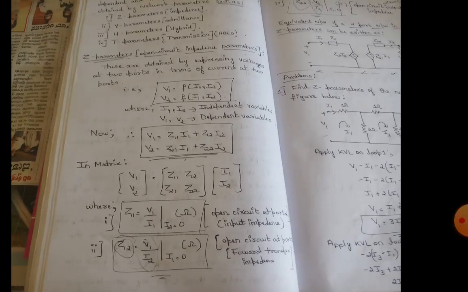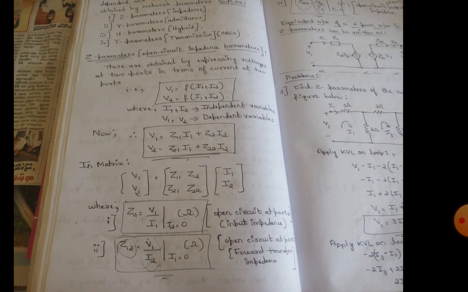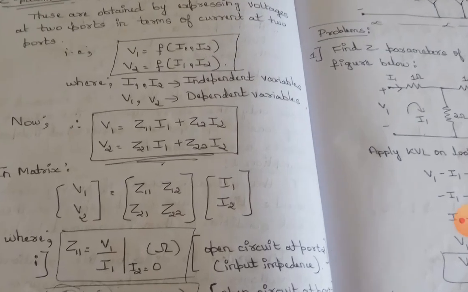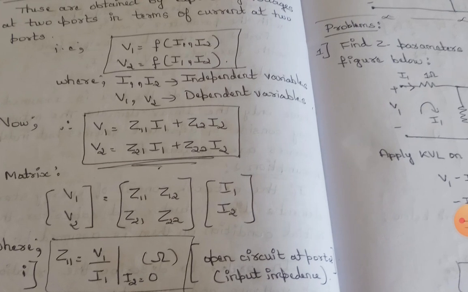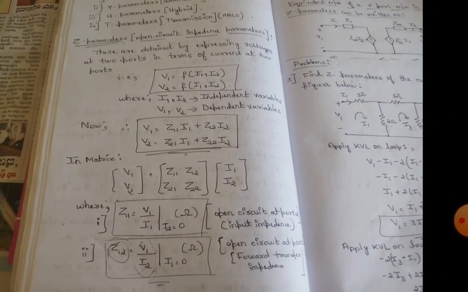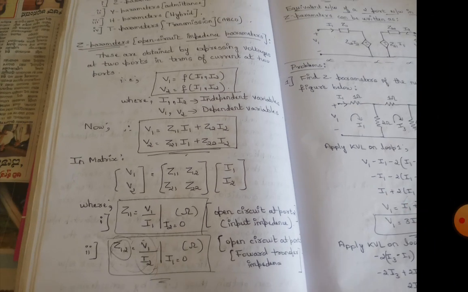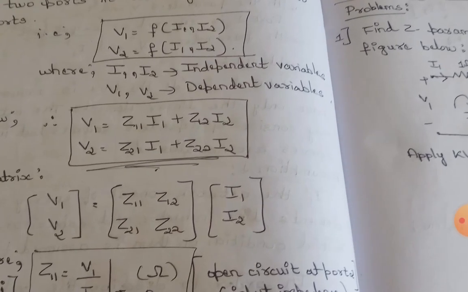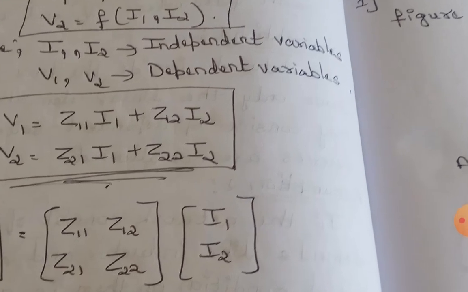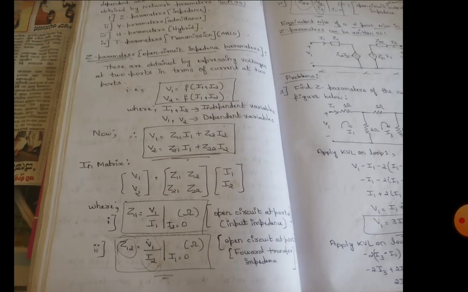In Z parameters we have a set of equations for V1 and V2. The equations are given as V1 equal to Z11 I1 plus Z12 I2 and V2 equal to Z21 I1 plus Z22 I2. These two are standard equations. Using these equations we get four values, Z11, Z12, Z21 and Z22, by putting I2 and I1 equal to 0 in the respective equations for V1 and V2.